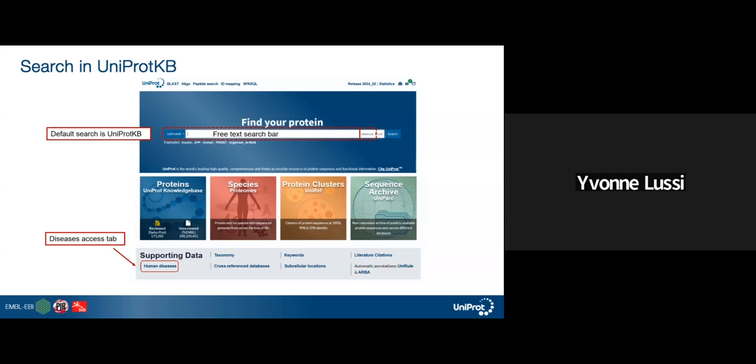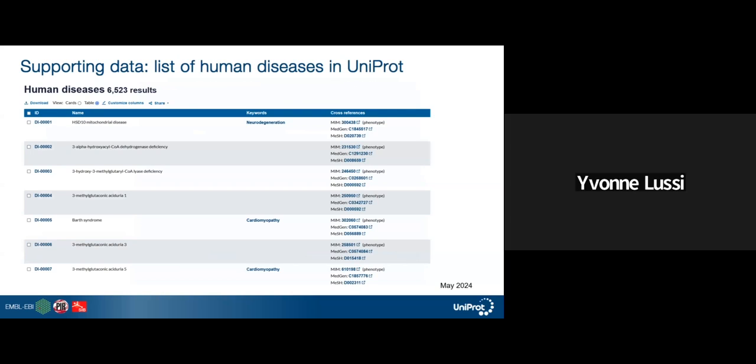Here, all the human diseases that are annotated in UniProt are listed, including the proteins that are associated with the disease. So by clicking on the Human Disease Access tab, it will take you to the human disease list. Currently, we have 6,523 human diseases annotated in UniProt. And you can find an overview here.